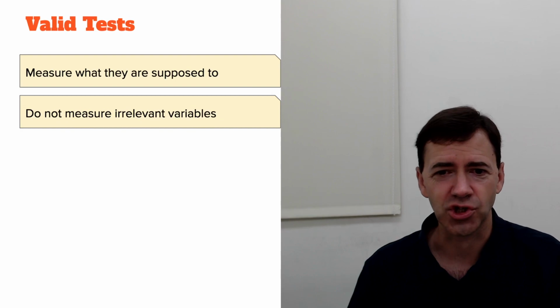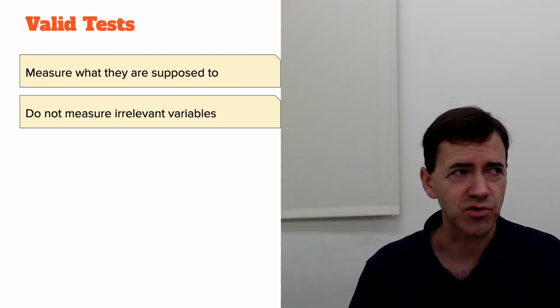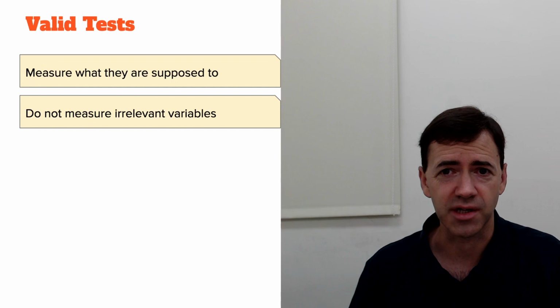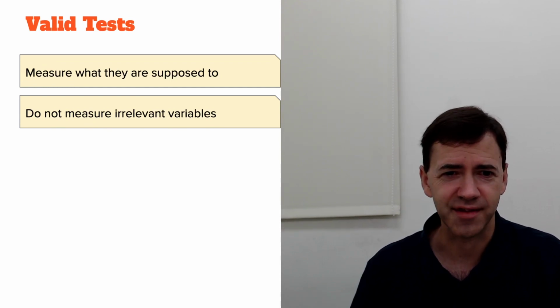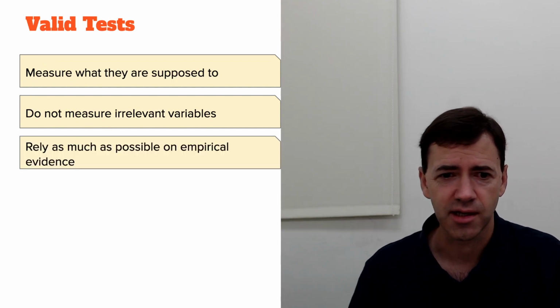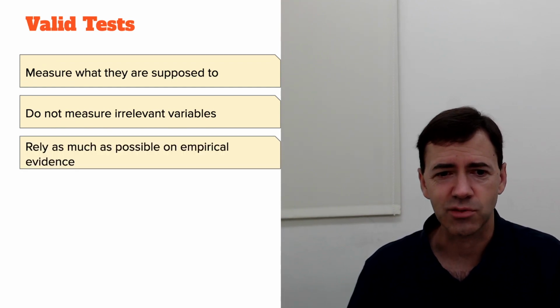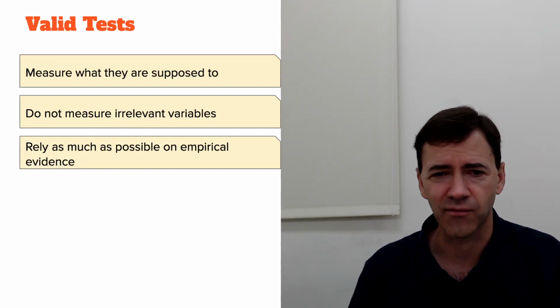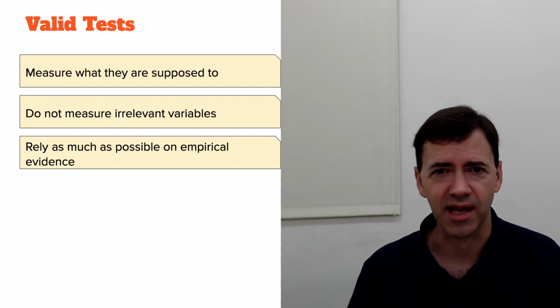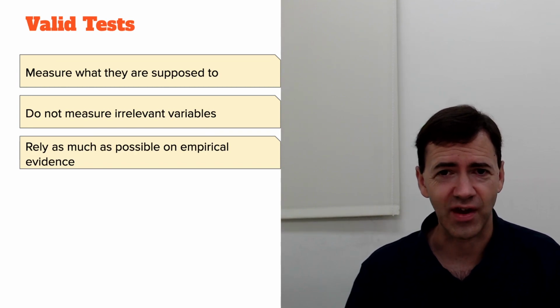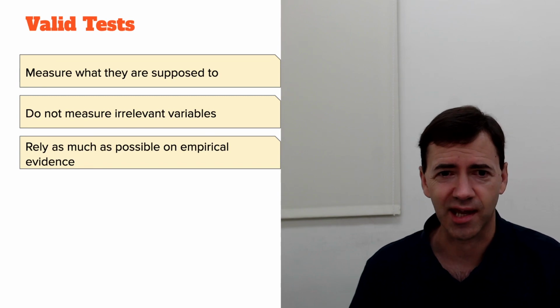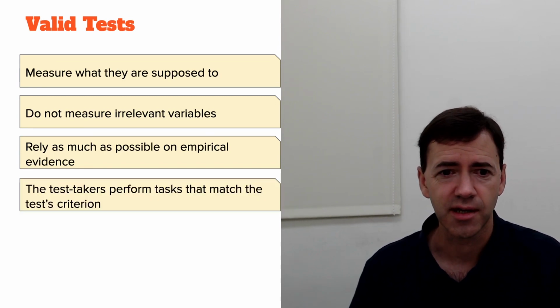You don't measure irrelevant variables. So if I'm trying to measure your pronunciation, but I'm actually measuring your grammar and vocabulary at the same time, that's not valid. A valid test will rely as much as possible on empirical evidence. So this is more maybe for standardized exams where they run the test a lot of times and they use statistics to prove that the test is valid and it's testing what it's supposed to test and it's reliable and things like that.